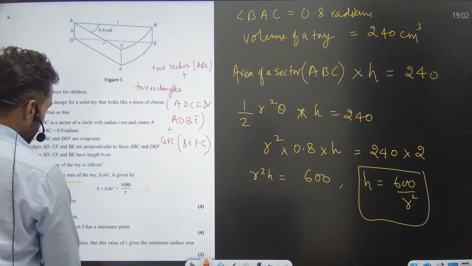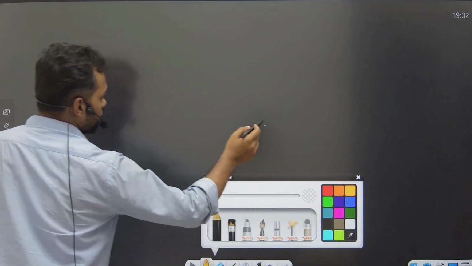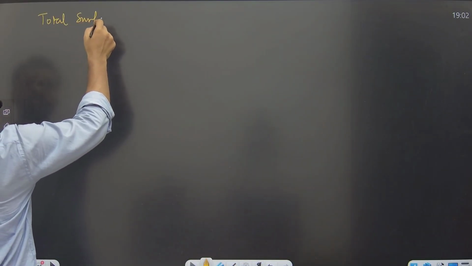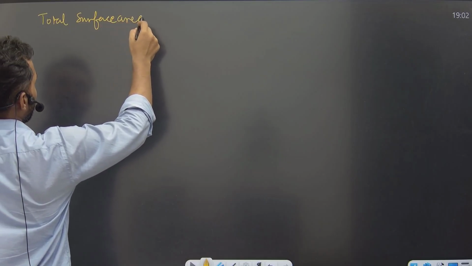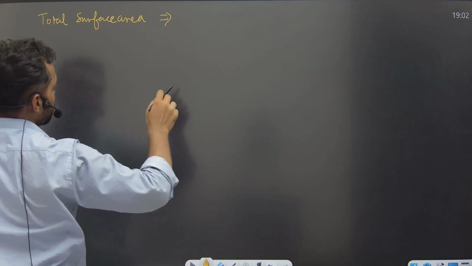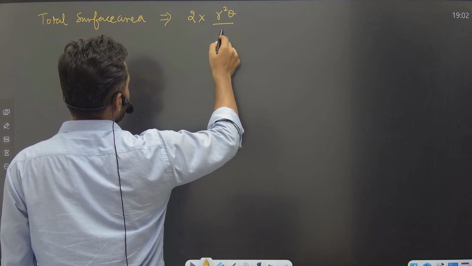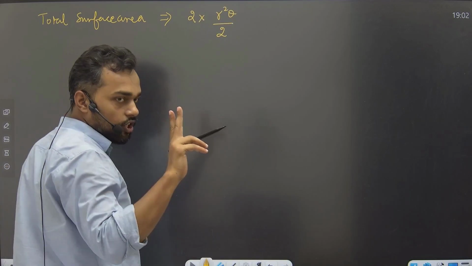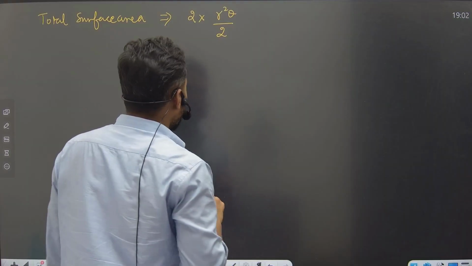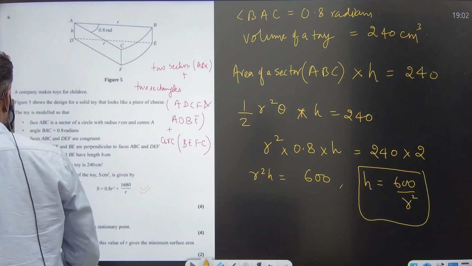So let's calculate it. Total surface area of the toy will be equal to 2 times r square theta by 2. The area of the two sectors will be 2 times r square theta by 2.